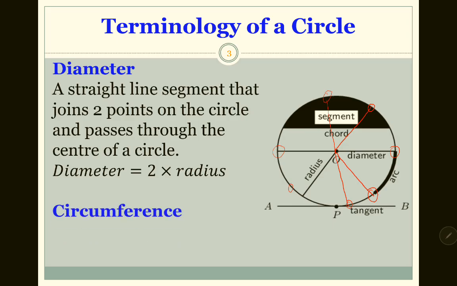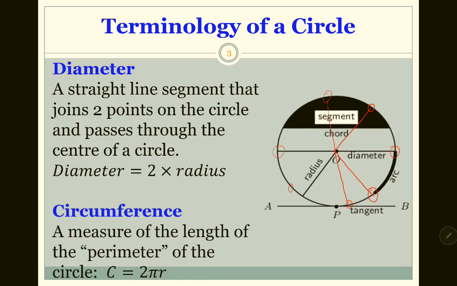The circumference. What is a circumference? A circumference is a measure of the length of the perimeter of the circle. So we're talking about the outside part. The outside part, that's the circumference of a circle. Remember, this session should be serving as a revision for you. And we have a specific formula that says C for circumference is equal to 2 pi r.